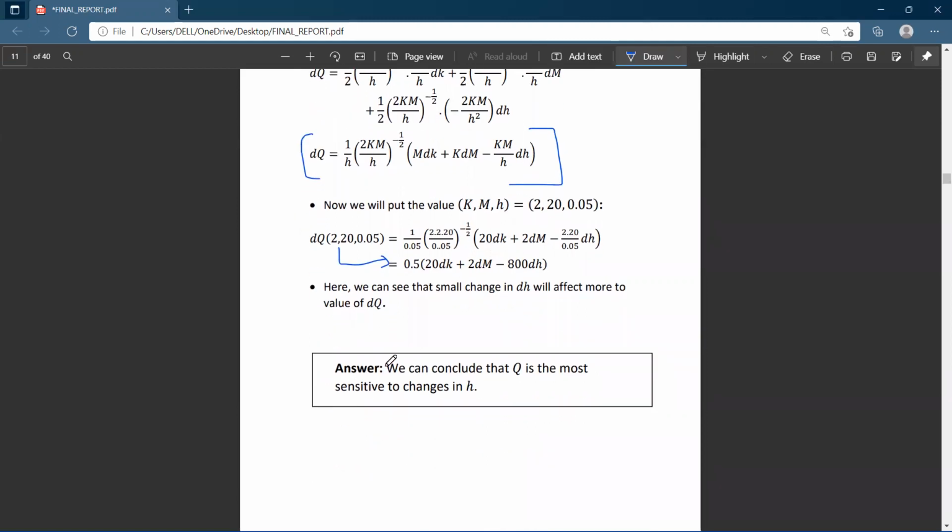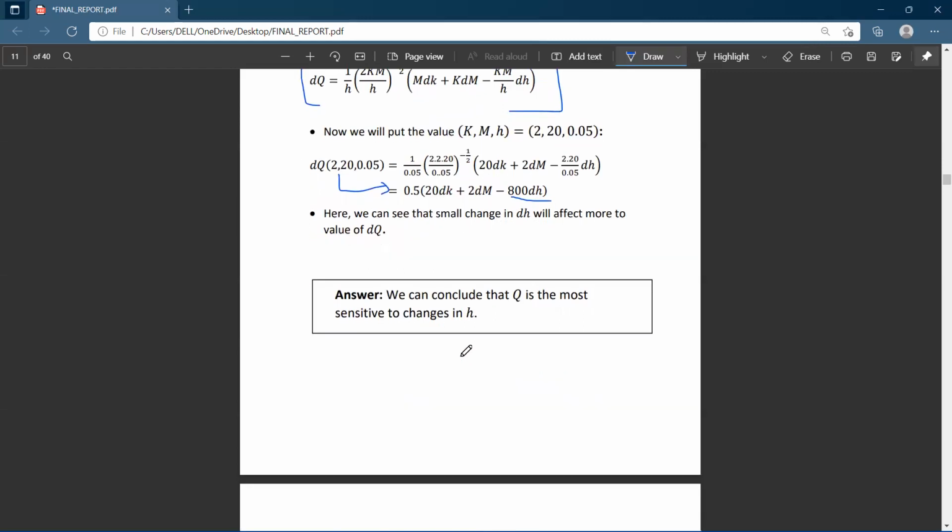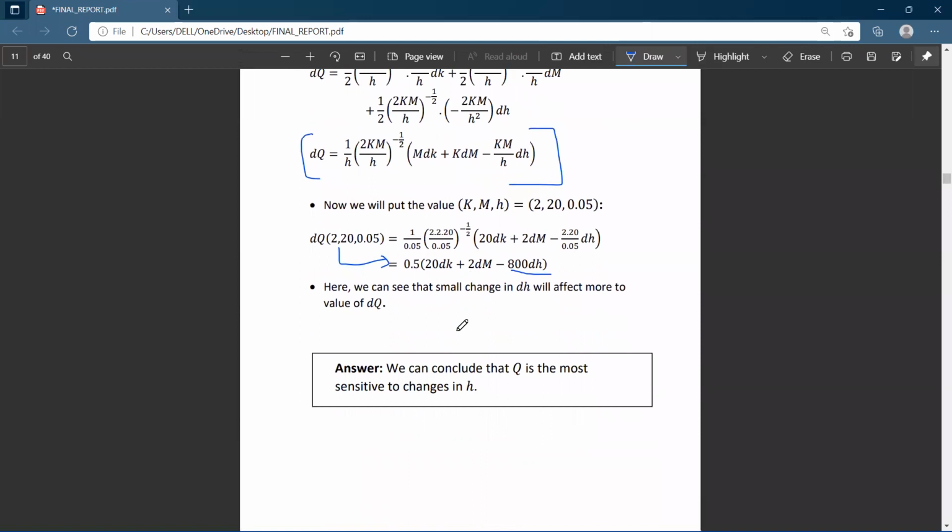So we can conclude that Q is most sensitive to changes in H. So the answer is that H is the most sensitive for the given equation at the given point. This depends upon the point.